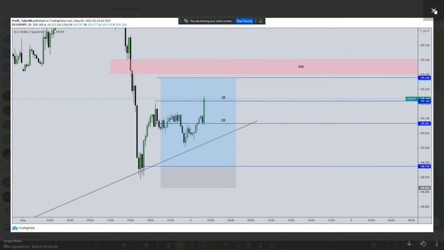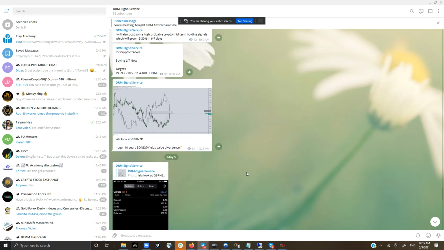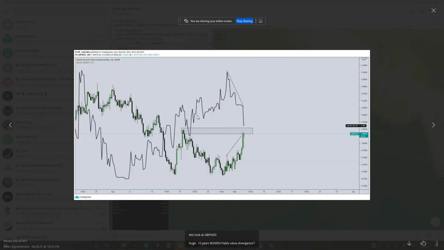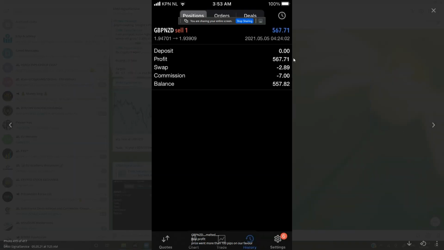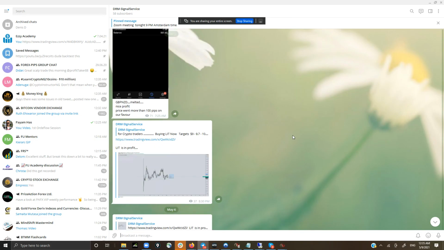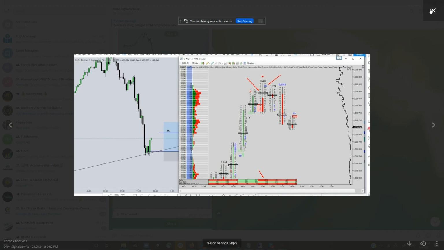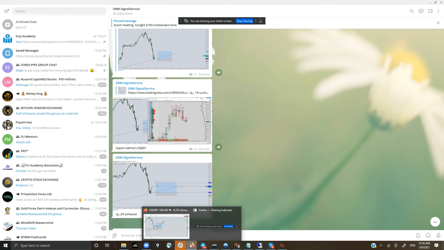These are very high probability order flow setups. So what I do, I wait for my point of interest. This was another trade on GBPNZD in my signal group, and it hit more than 90 pips that day. But if we only talk about the USDJPY order flow setup, what do we do normally in my group?